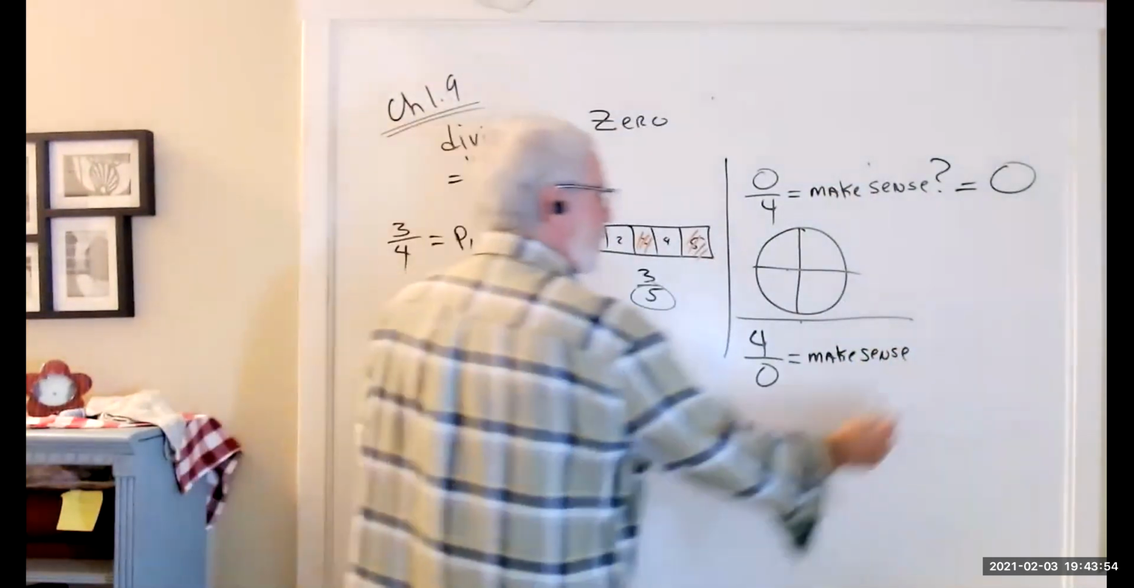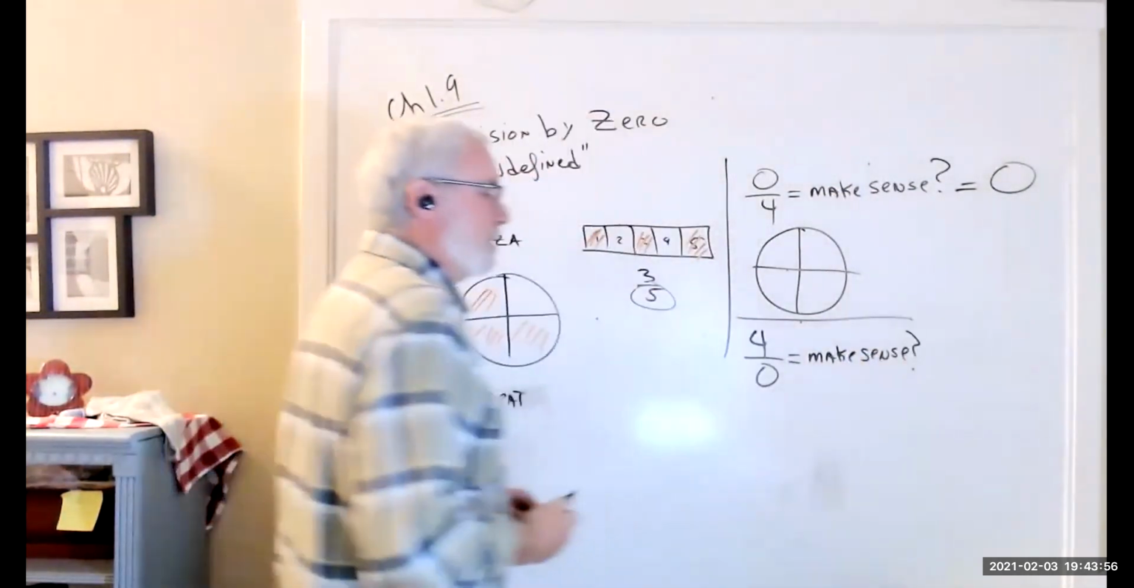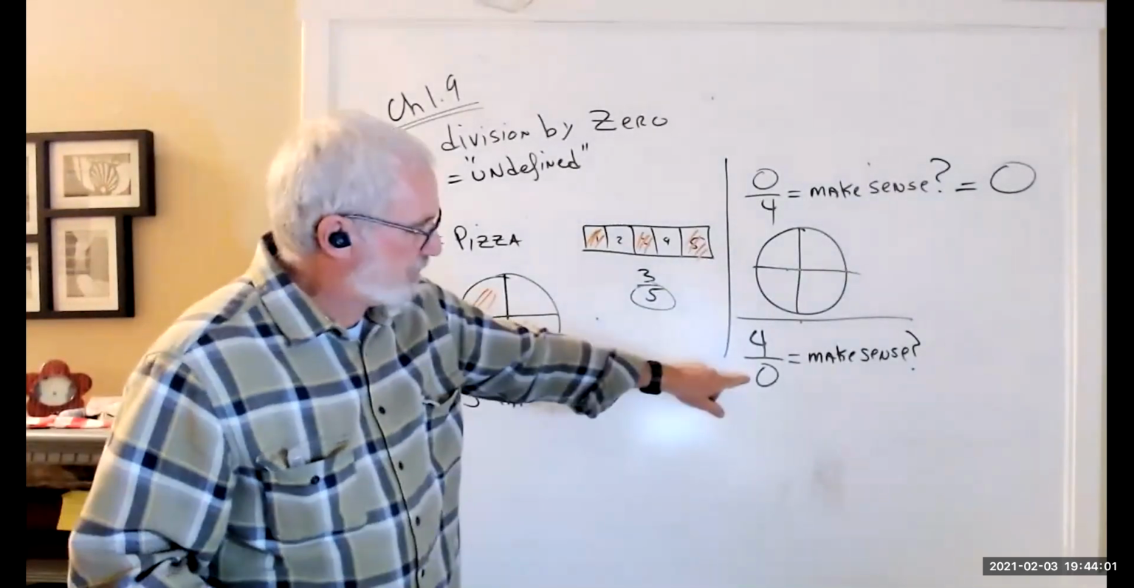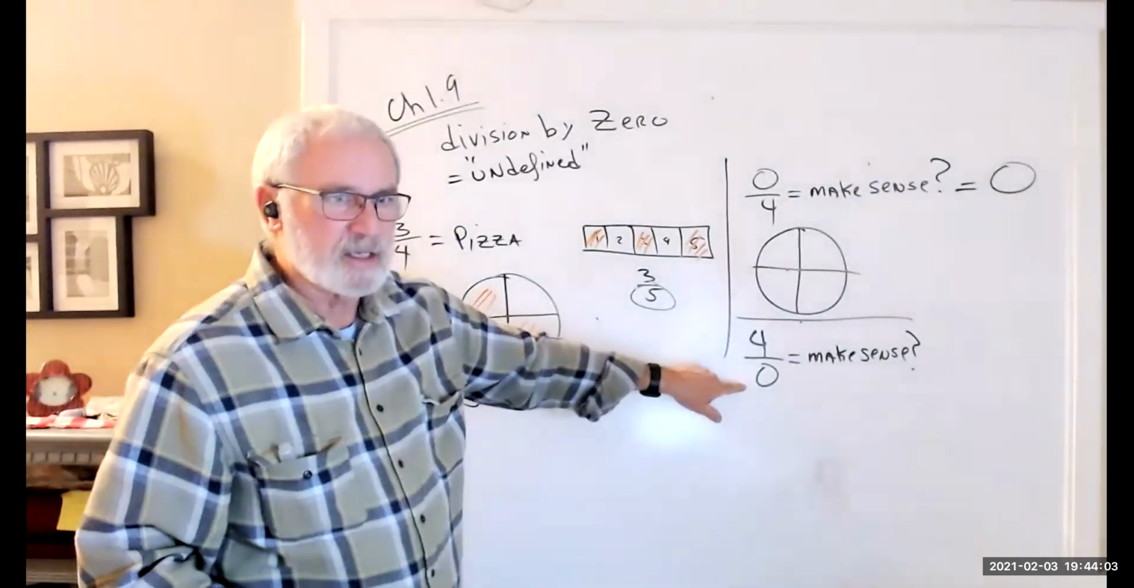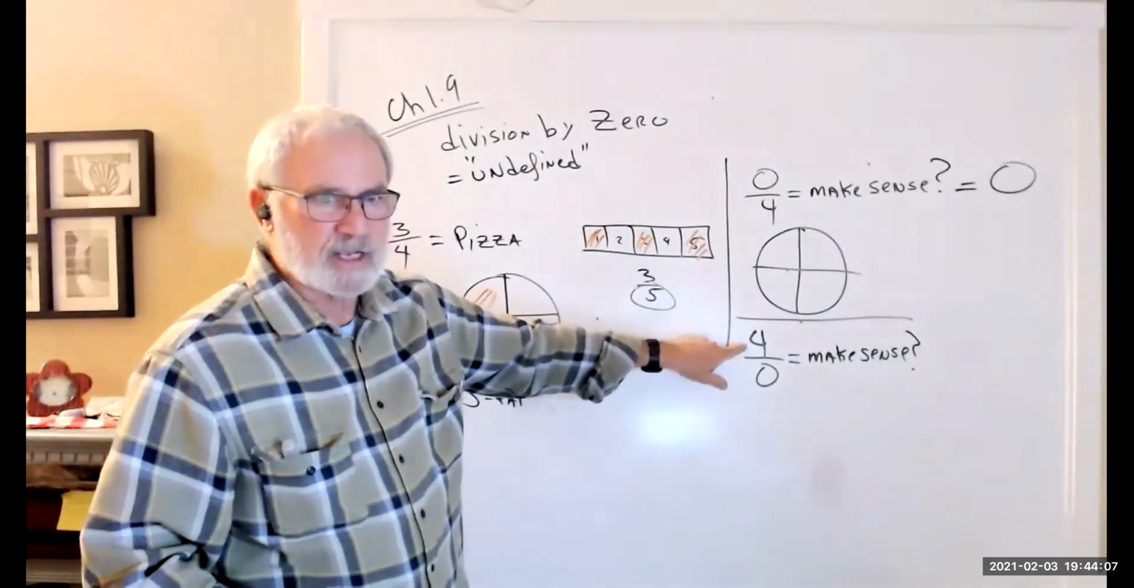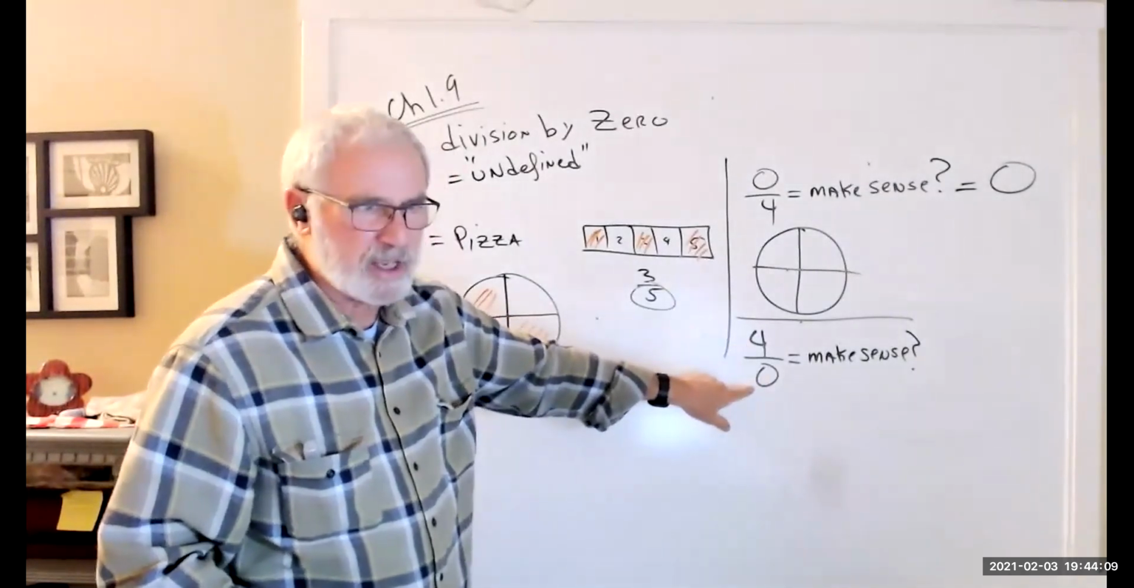Is it undefined? Why? You ain't got no pizza. Yeah, that says there's no pizza. Okay, but you got 4 pieces of it. That's what that says. There's no pizza at all.